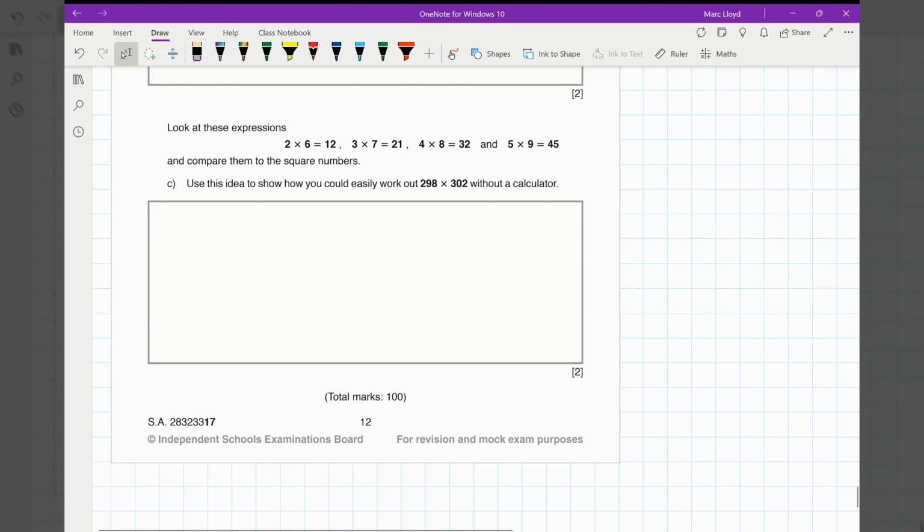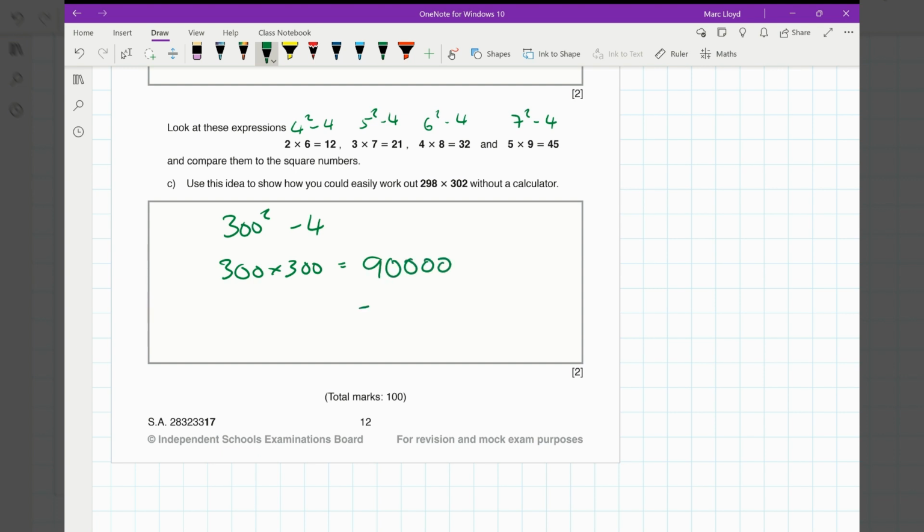Okay, look at these expressions and compare them to square numbers. So that's kind of 4 squared minus 4. This is 5 squared minus 4, 6 squared minus 4, 7 squared minus 4. That means that that's going to be 300 squared minus 4 for this one. Again, put that in the calculator. Oh, show how you do it without a calculator. Well, yeah, I can use the calculator though to actually work it out. That's not a problem. Don't give me a calculator paper and tell me I can't use it. Take away the 4: 89,996.